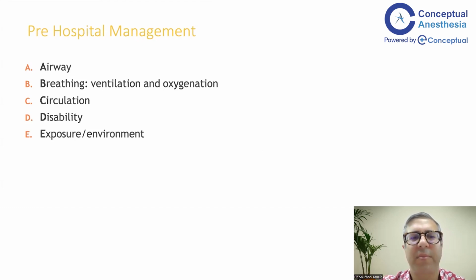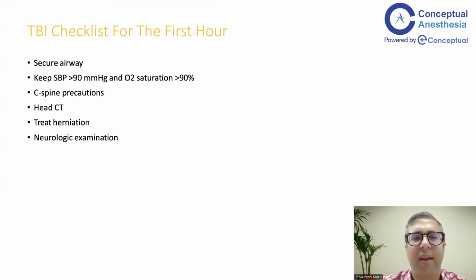So the pre-hospital management starts from the airway, breathing and circulation, disability and exposure to the environment. So ABCD approach, as on all traumatic patients, we follow that. And especially in the first hour in traumatic brain injury, we have to be very clear. We have to initially secure the airway if the GCS is low. I'll be telling you the indications of intubation. We should prevent any secondary brain injury.